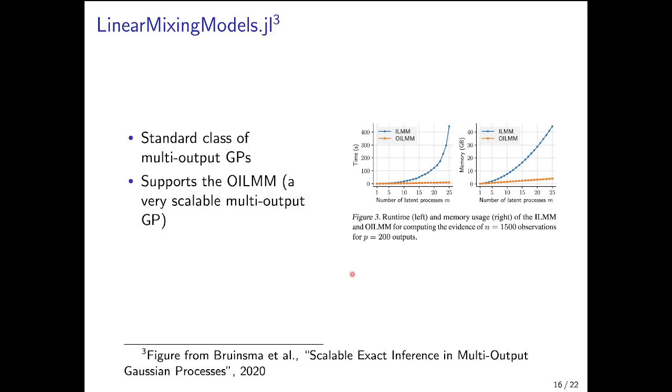And the benefit of the OILMM is that it scales to really large numbers of outputs. So usually Gaussian processes for multiple outputs have a really hard time if you have lots of outputs, but the OILMM is set up in such a way that it's not an issue. And you can see over here that you can use, say, maybe 200 outputs and have lots of latent processes, and it still works fine.